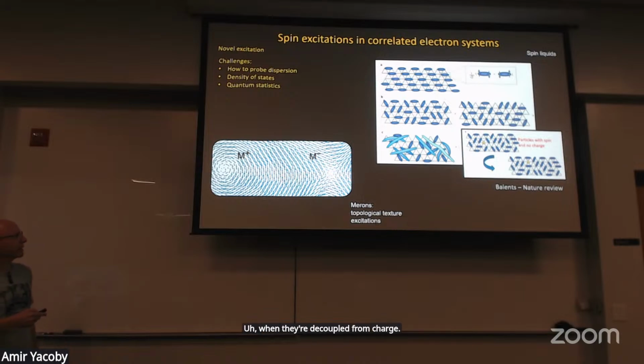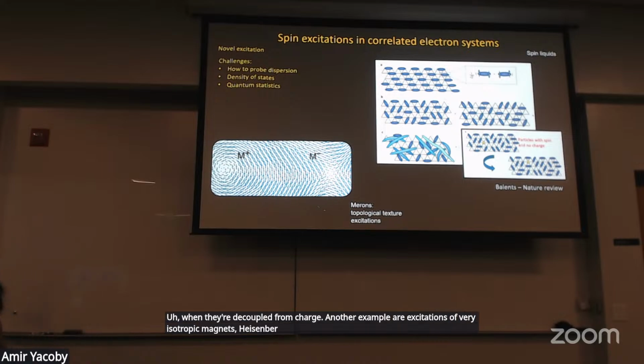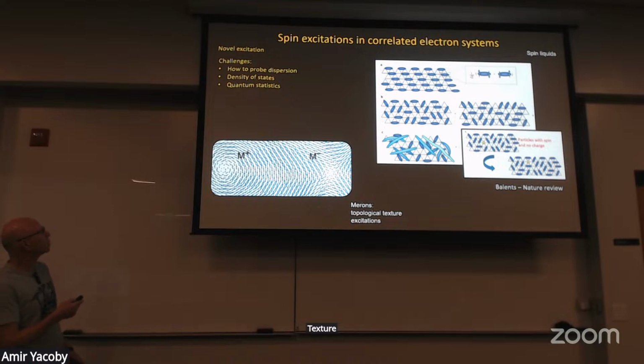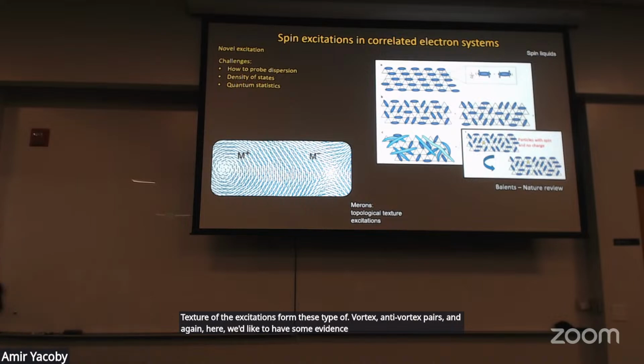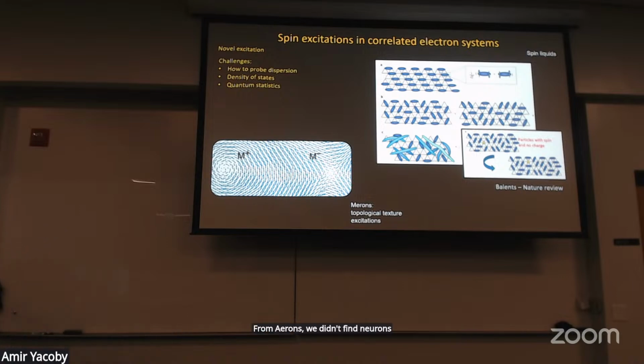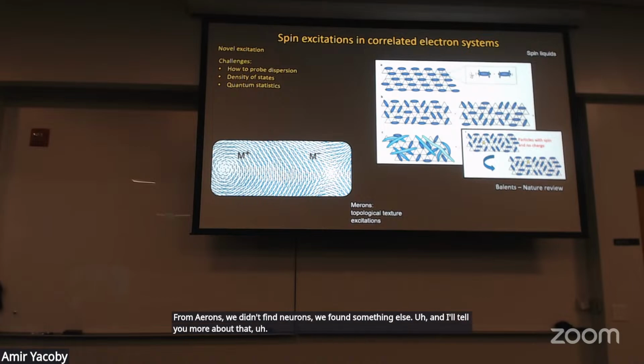Another example is excitations of very isotropic magnets, Heisenberg magnets. These are called merons. These are topological excitations where the texture of the excitations forms these type of vortex-antivortex pairs. And again, here we'd like to have some evidence for their existence, something that could tell us that indeed these type of excitations exist. And one of the studies that I'll talk about today was motivated by the search for merons. We didn't find merons, we found something else, and I'll tell you more about that a bit later.